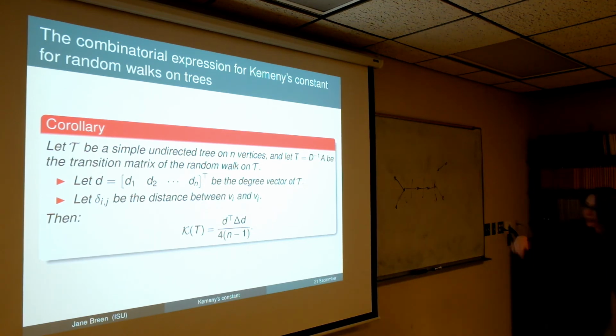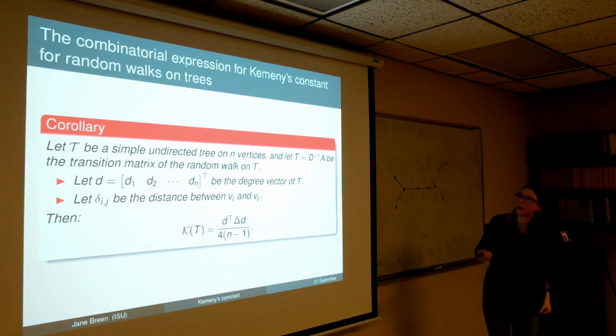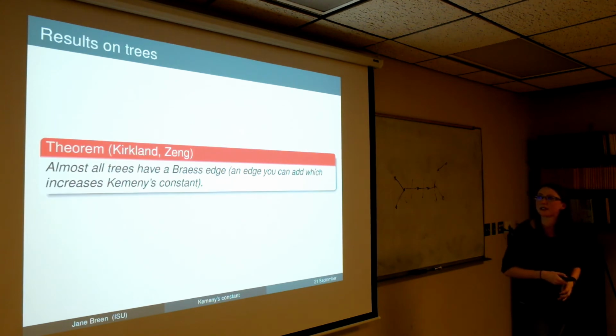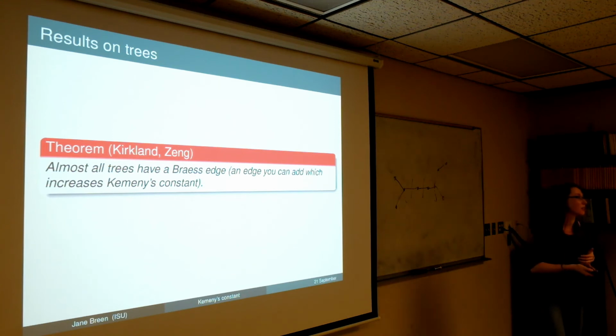And so that, in and of itself, was quite a strong result, because what the authors of that paper were able to show is that this means that almost all trees have a brace edge, where a brace edge is when, if I've got a tree and I've calculated Kemeny's constant for the random walk, there's an edge I can add that causes Kemeny's constant to increase. So my thing is somehow less connected, even though I've put in another edge. So that was kind of a nice, surprising result. And I hope it convinces you more that Kemeny's constant is interesting.